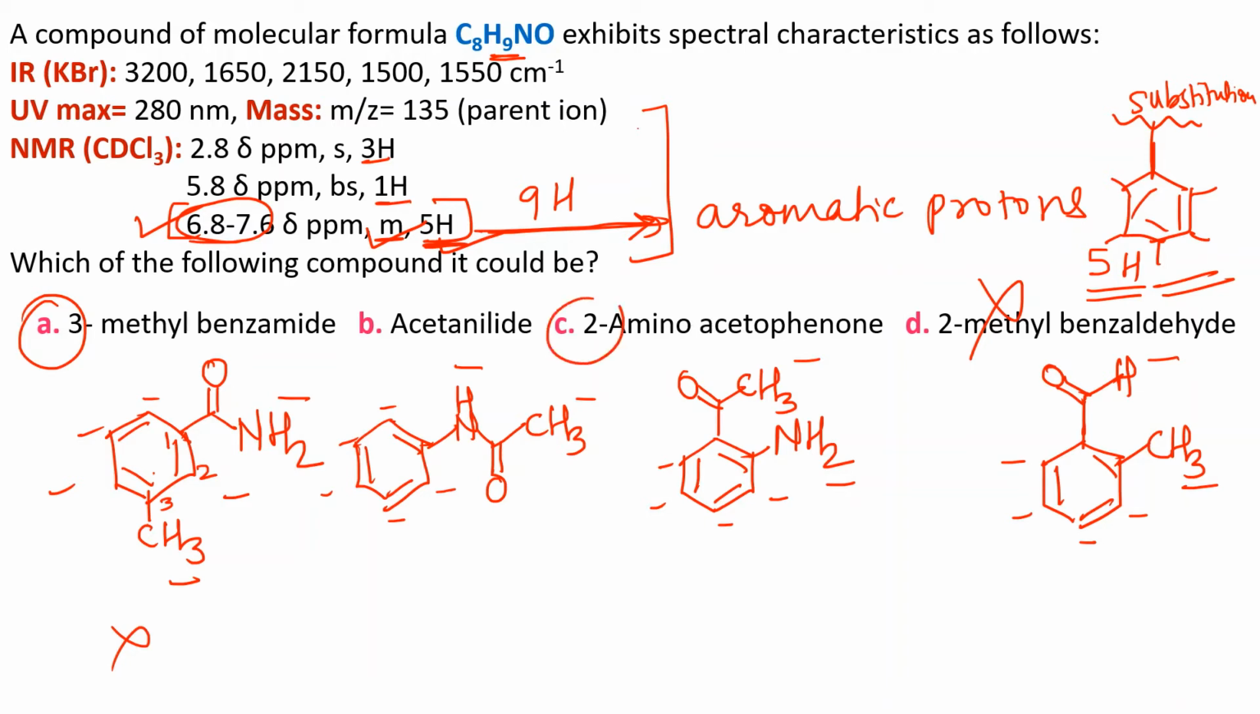Even option C is also di-substituted, so this is also gone. So what is remaining is B, acetanilide, because this is the only mono-substituted structure. So let us cross-check.